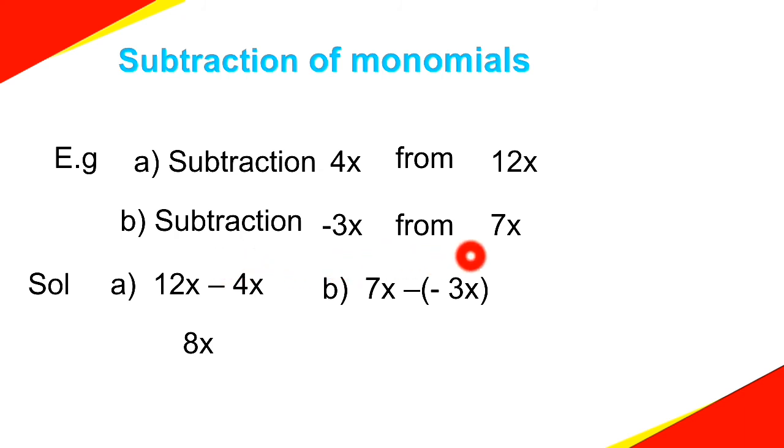Now option B we are going to solve. Subtract minus 3x from 7x. So we'll get 7x as the first. Minus of minus 3x. Now minus into minus is plus: 7x plus 3x. Now 7 plus 3, how much? 10x.